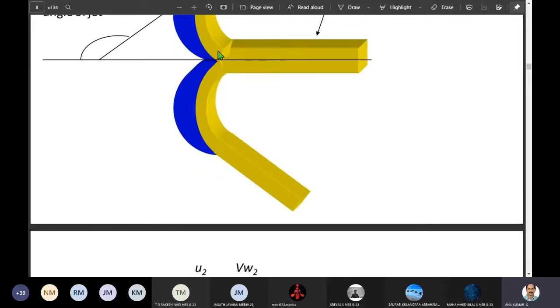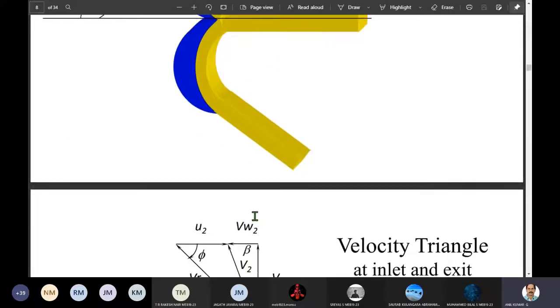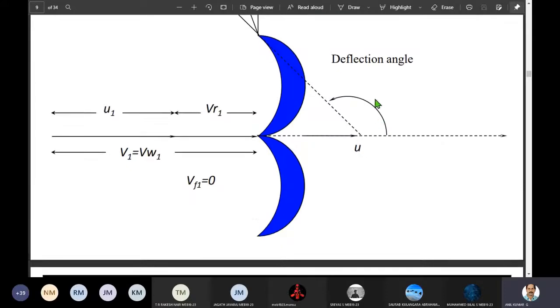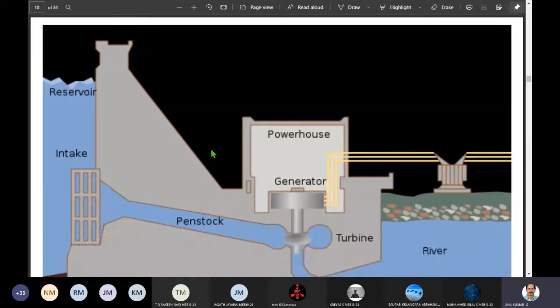There is a splitter in between. There the water is striking. So the water is divided equally into two halves actually. And the angle through which it is deflected is the deflection angle. And the inside angle here is the tip angle, the vanelet tip angle, that is represented here by the letter phi. It sits over here. So the velocity triangle, you will understand.